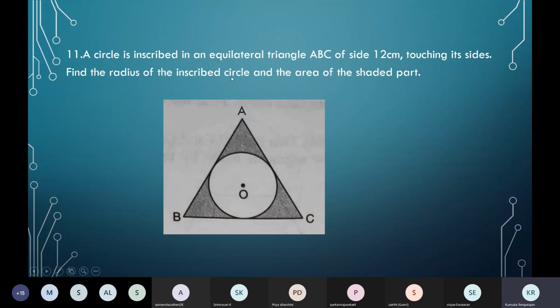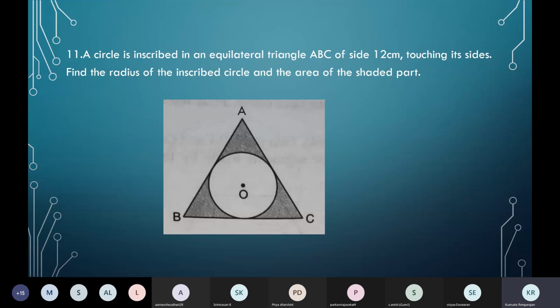Yes, children, take down this question. A circle is inscribed in an equilateral triangle ABC of side 12 centimeters, touching its sides. So the circle touches the sides of the triangle. It's an incircle. Find the radius of the inscribed circle and the area of the shaded part.